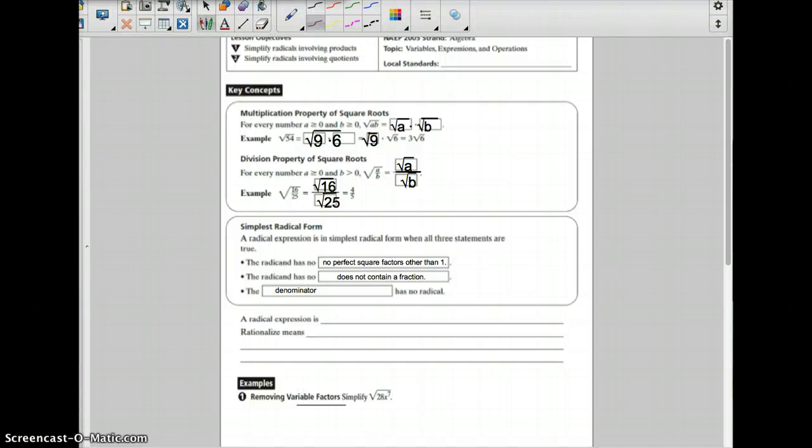Hi class, we're looking at lesson 11.1, which is simplifying radicals involving products and quotients, so multiplication and division. Let's look at our rules to begin.